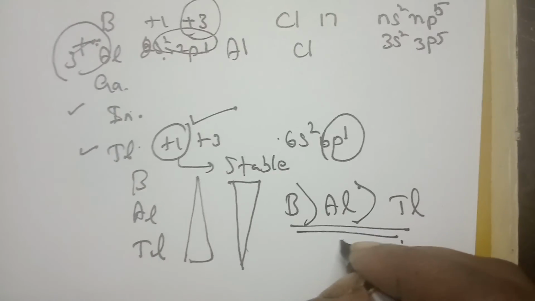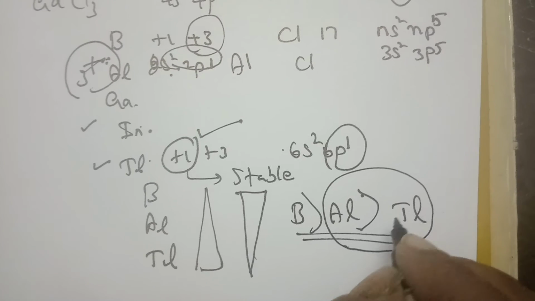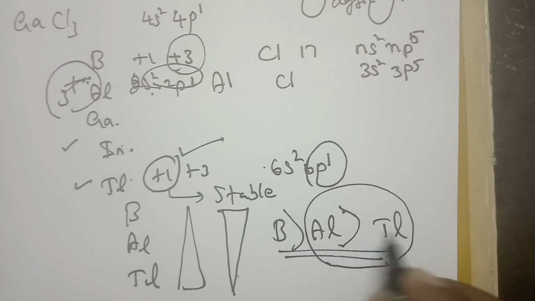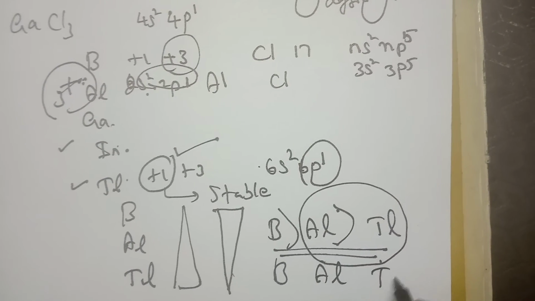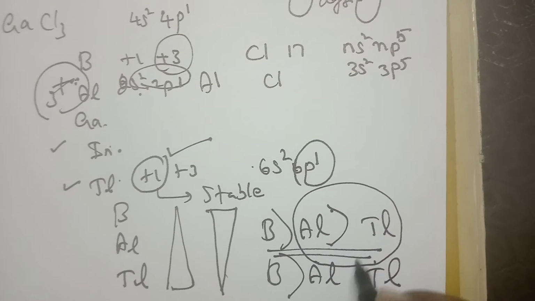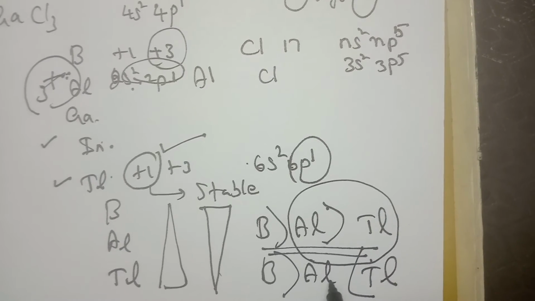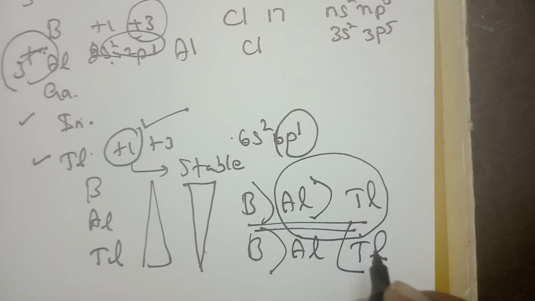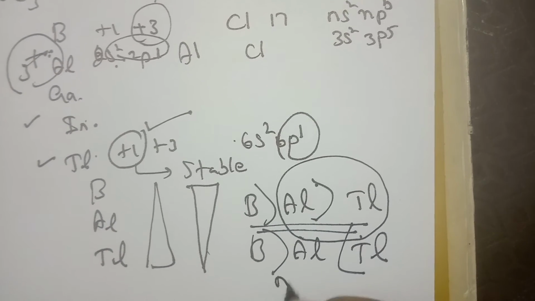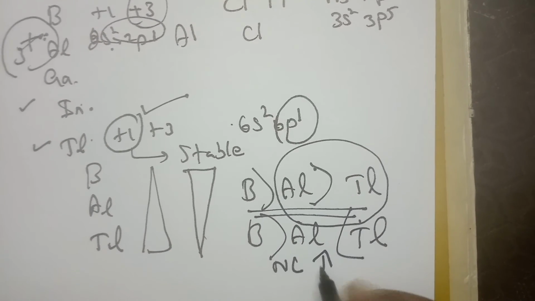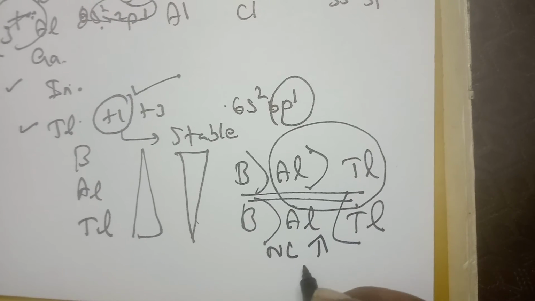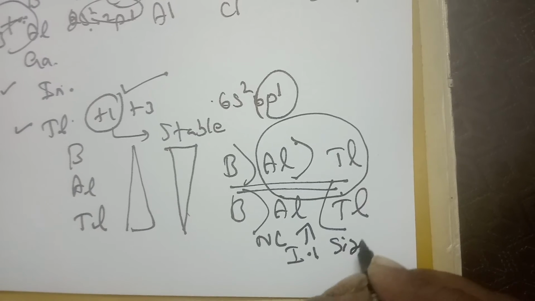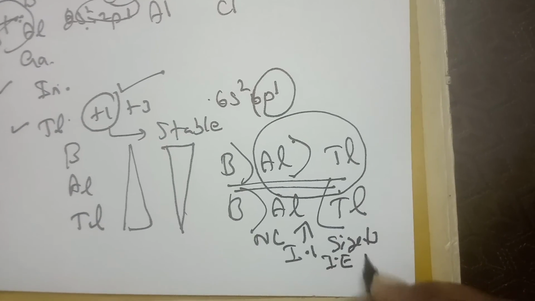Here the trick is, if I refer to the data in the NCERT book for the ionization energy of aluminium and thallium, the trend is like this. This is expected, but the actual trend is that thallium is more than aluminium. In thallium, the inert pair effect is pronounced. Thallium's nuclear charge increases, so inward pull increases, size decreases, so ionization energy increases.